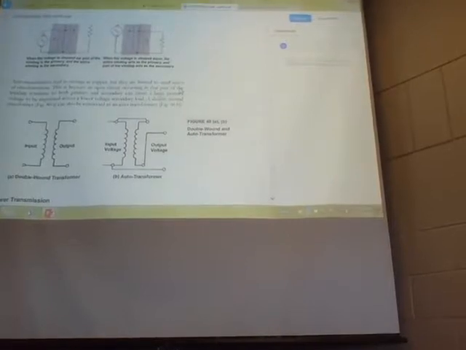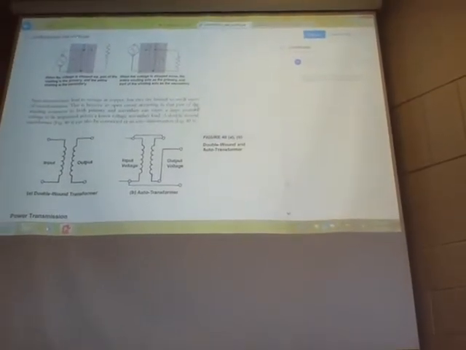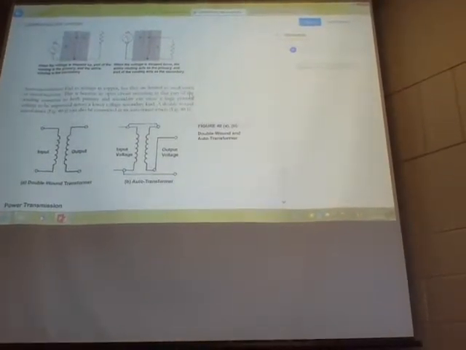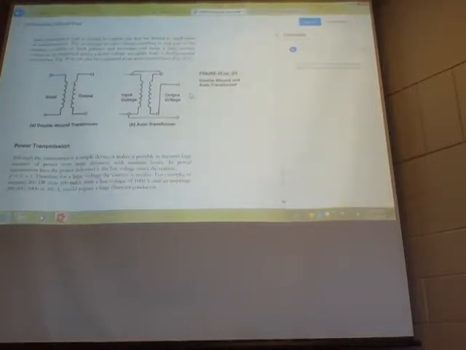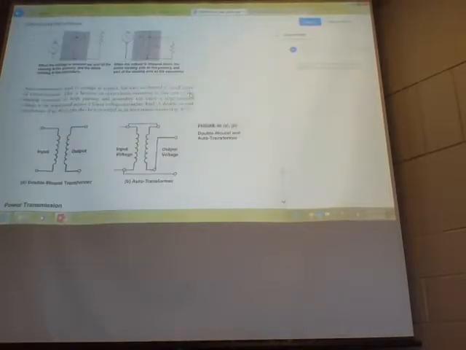Auto transformers lead to savings in copper, but they are limited to small ratios of transformation. This is because an open circuit occurring in part of the winding common to both primary and secondary can cause a large primary voltage to be impressed across a lower voltage secondary load. A double wound transformer can also be connected as an auto transformer. You see, this is a little easier to understand.